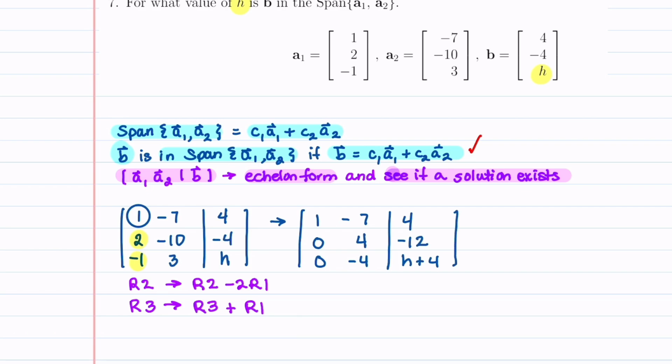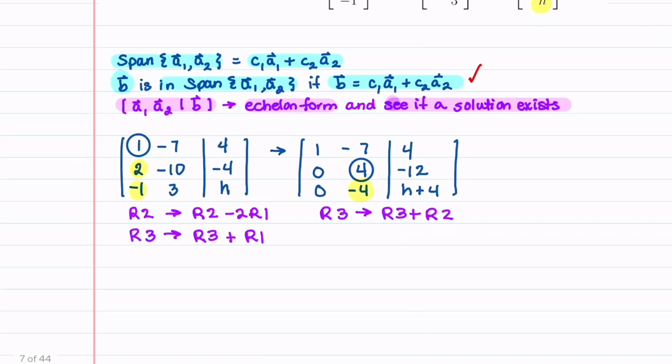Let's go ahead and circle our next pivot. And then the negative 4 below that pivot is going to have to go to 0. So the row operation that we're going to use to do this is we're going to replace row 3 with row 3 plus row 2.